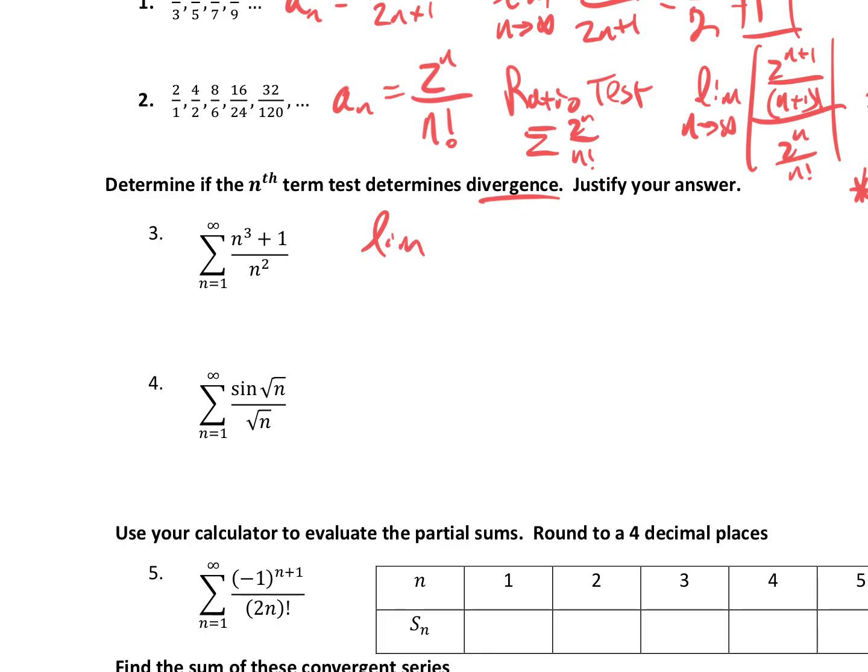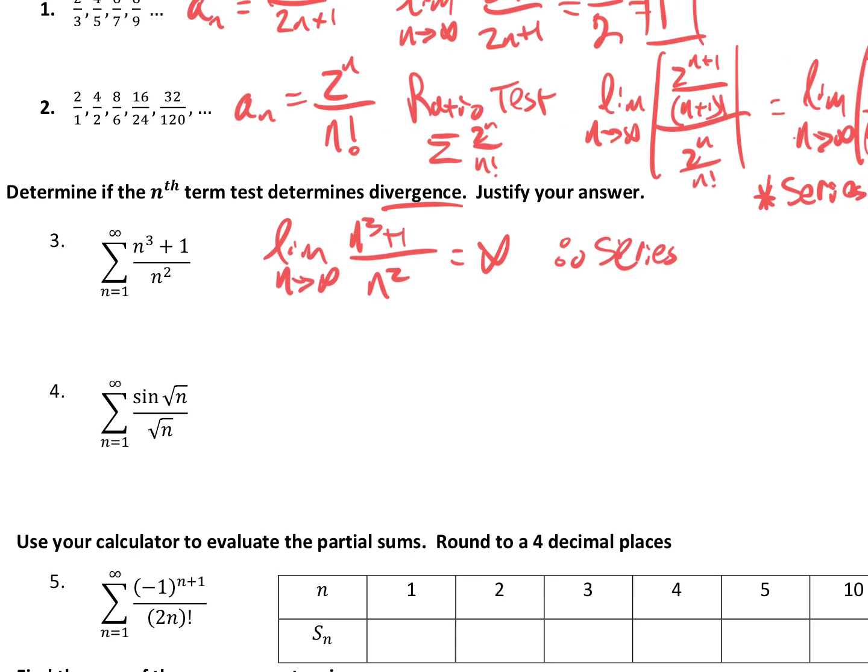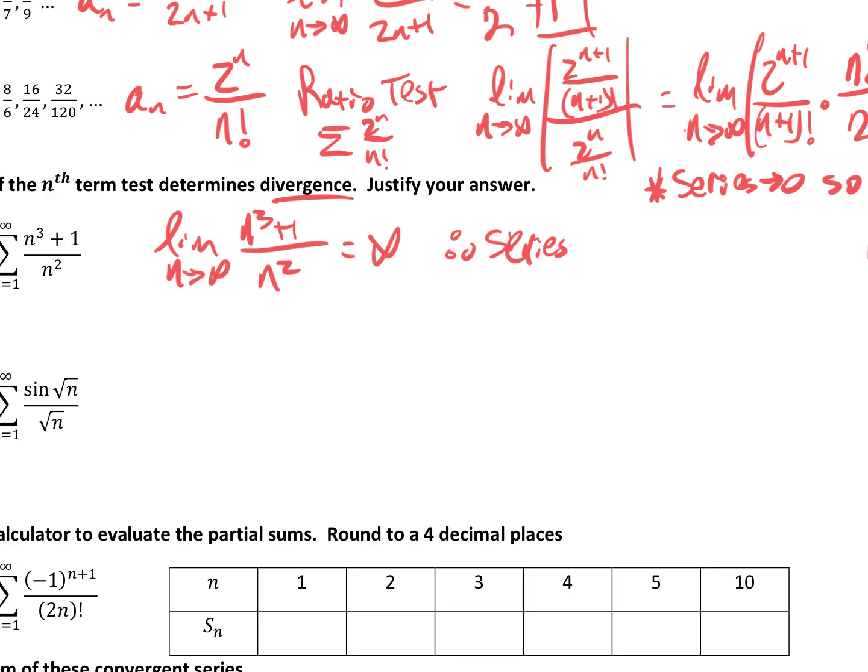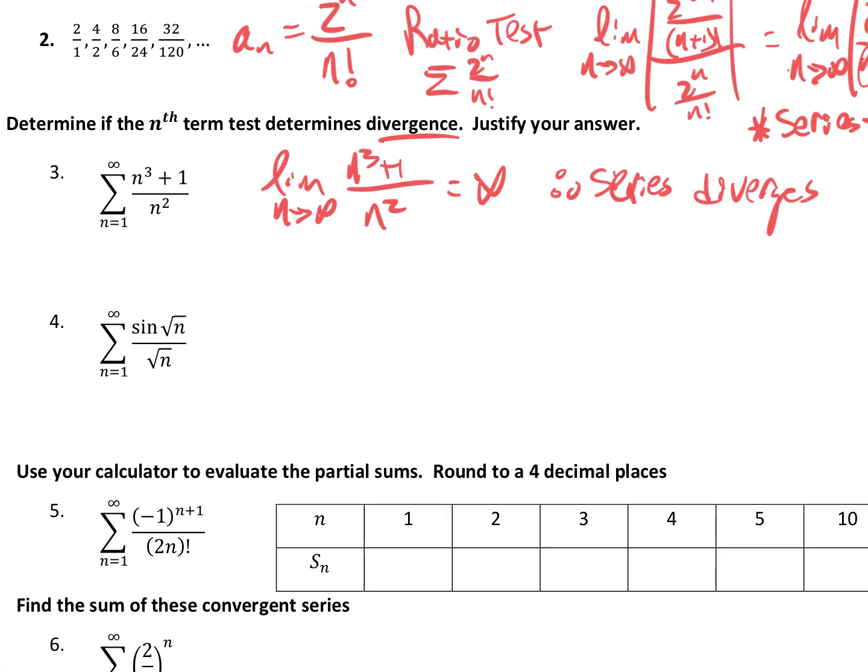The limit as n goes to infinity of n cubed plus 1 over n squared. Well, we have a bigger on top. So anytime we have bigger on top, this is going to blow up. And so this limit goes to infinity, and therefore the series diverges. Okay, so again, this is a series test, it only proves divergence.